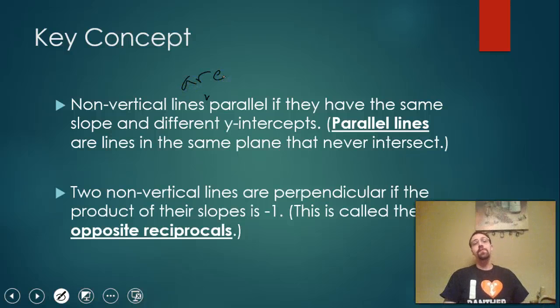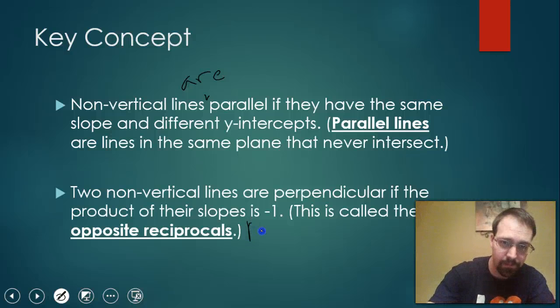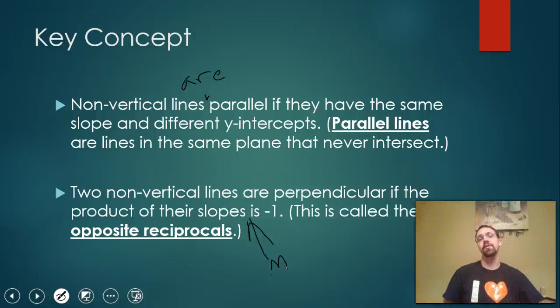And two non-vertical lines are perpendicular if the product of their slopes is -1. This is called the opposite reciprocals. Remember, slope is m. So when you multiply your m's together, you should get -1. Go ahead and copy this down. I'll wait.